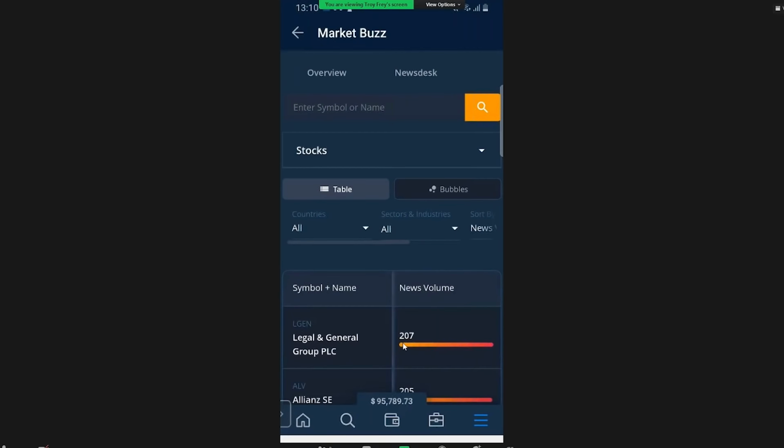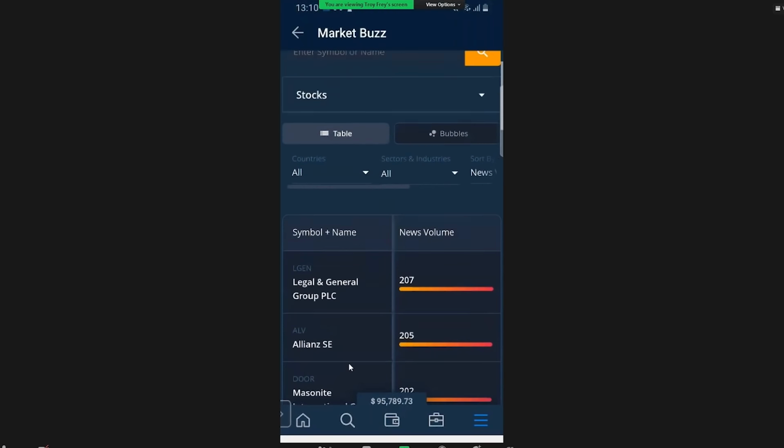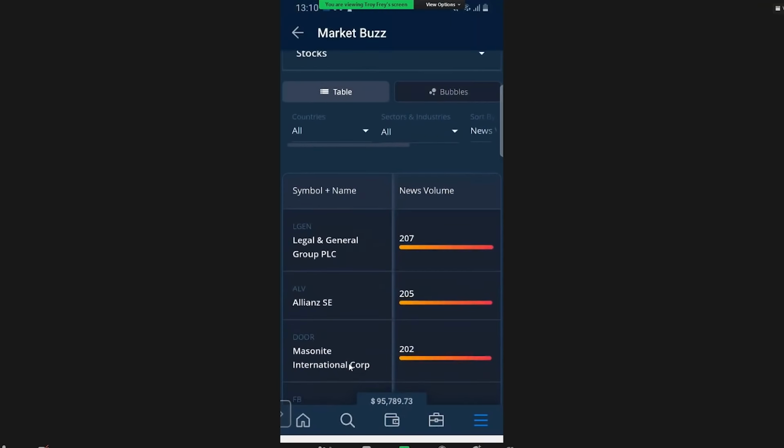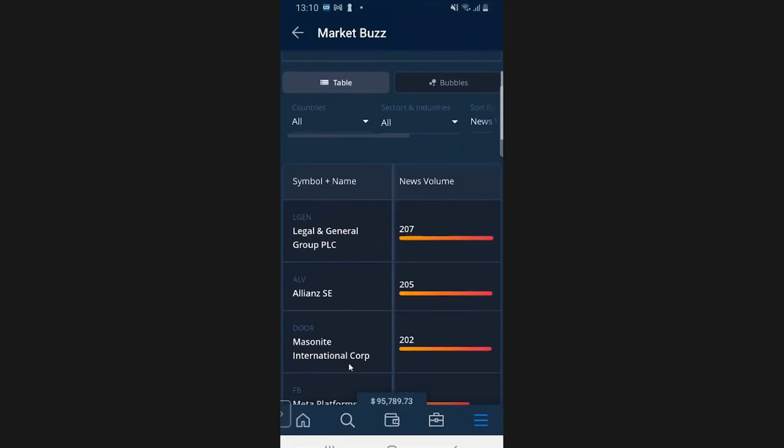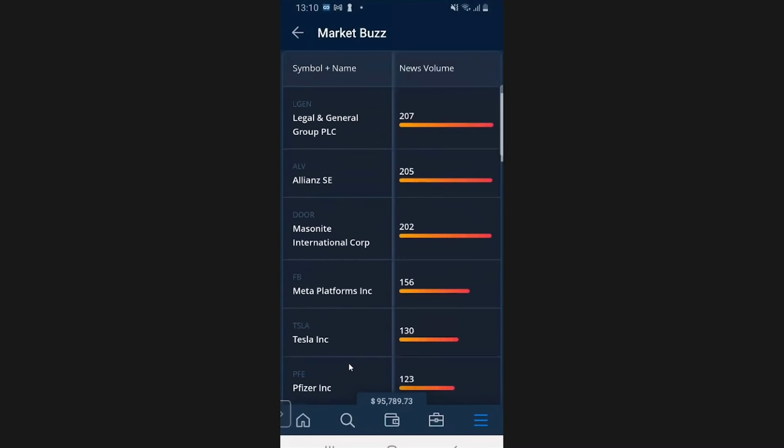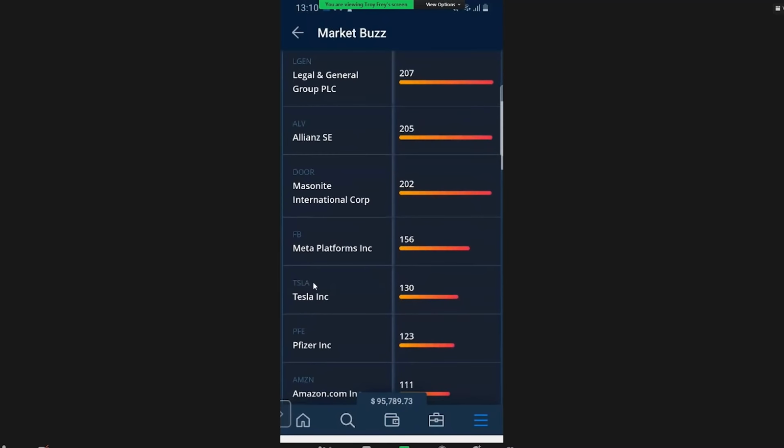But you see there, 207 articles on Legal and General Group PLC, Alliance. A lot of these stocks are on our MT5 platform, which you can trade on right here through the app and also our web trader. There's Meta Platforms, that's the offshoot from Facebook. Here's Tesla, Pfizer. Look at all the articles. You tap on any of these, it brings up the articles right there, a list of them ready for you to use.